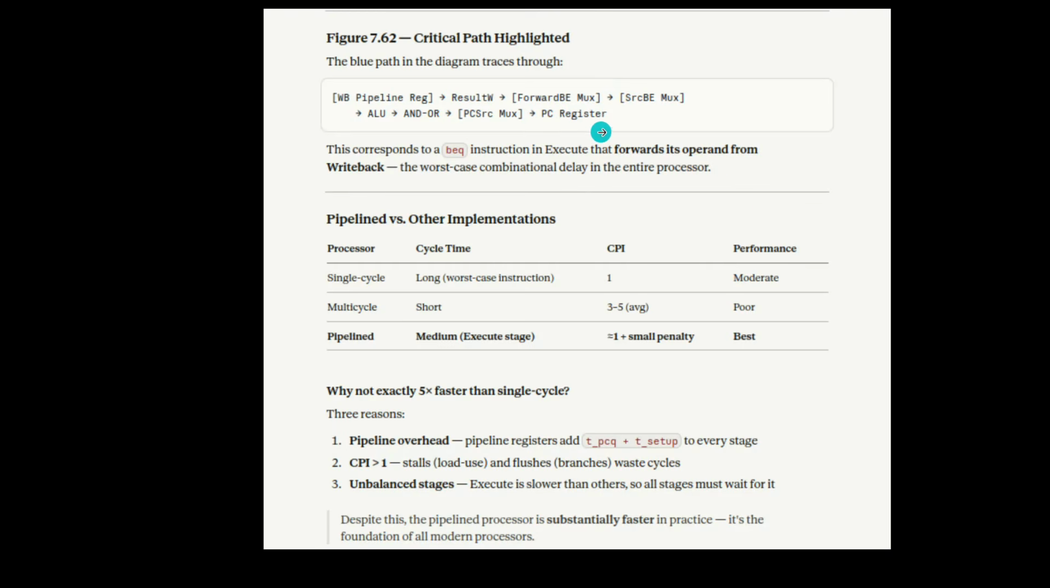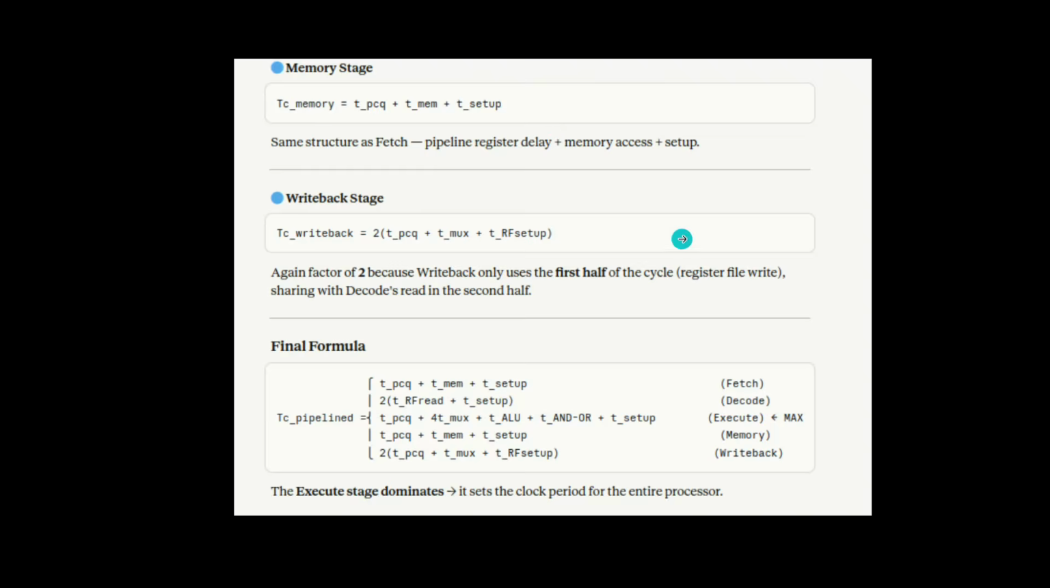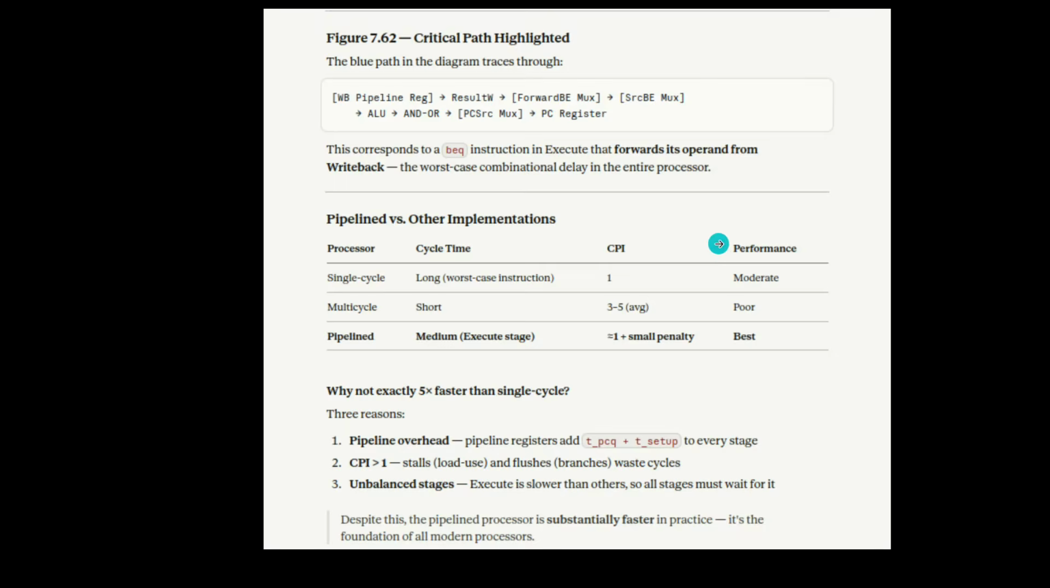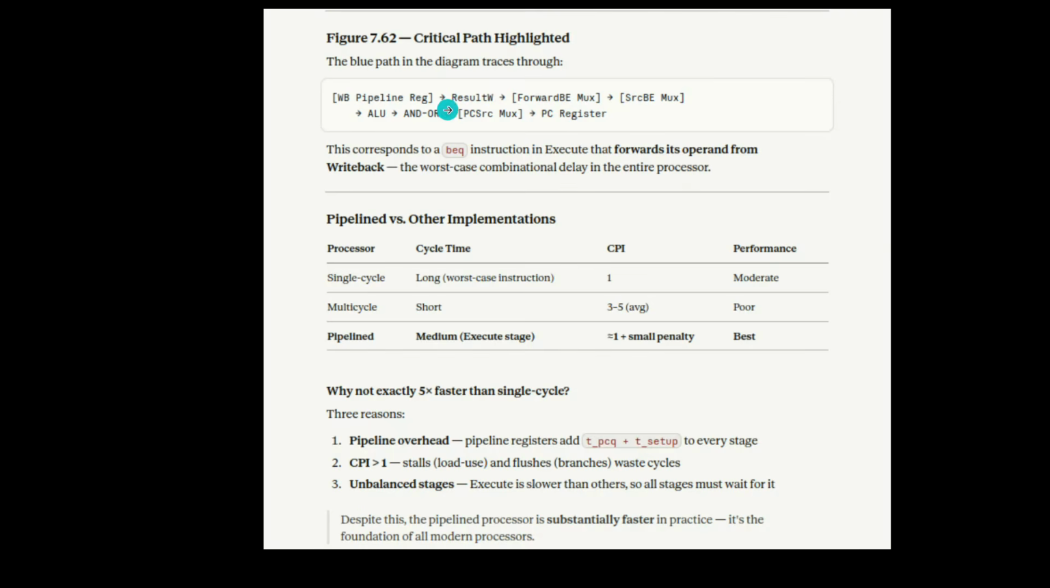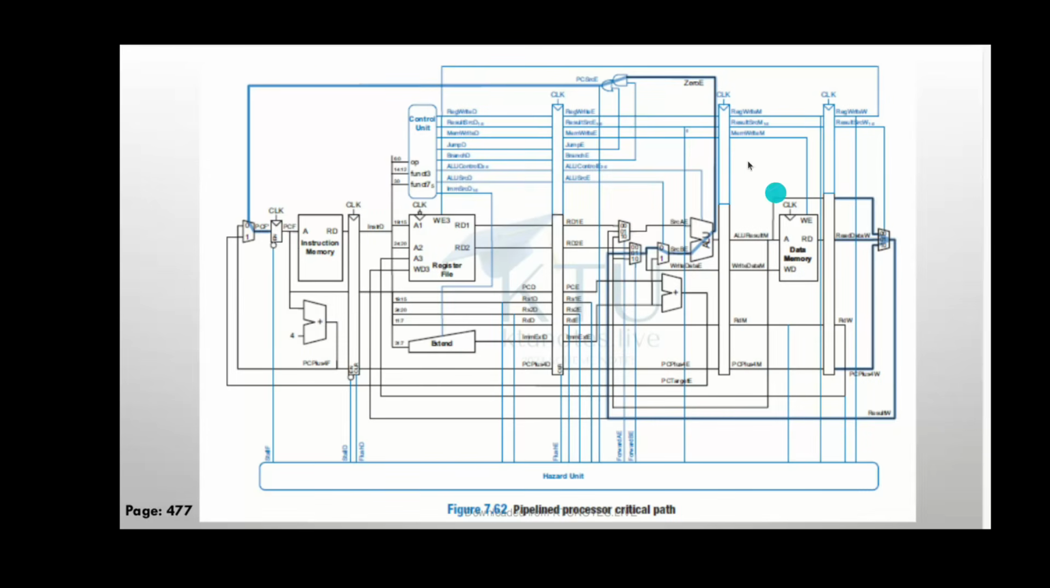Then we are going to the AND OR logic here. This is the ALU AND OR logic, then the PC register. That is here. This is the PC register. So this is the critical path. So you have to understand what would be the critical path in our diagram, which can be highlighted. So this is the forward B mux, source B, then ALU, then this is our critical path.